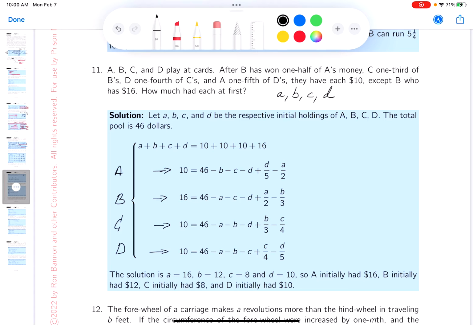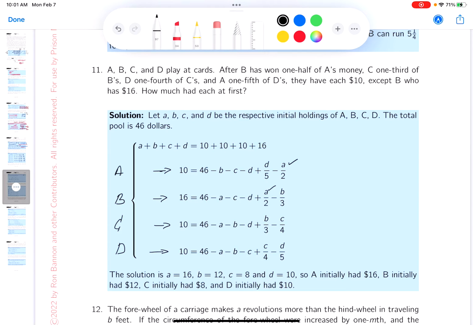So if I'm talking about A, it's going to be 46 minus B minus C minus D. But at this point in time, something happened, and I have to determine what. Let's read it. I have to be careful with this. It says after B has won one half of A's money. So what does that mean? A lost money. How much did he lose? A over 2. Half his money is lost. Who did he lose it to? He lost it to B. So that means it's been added to B.